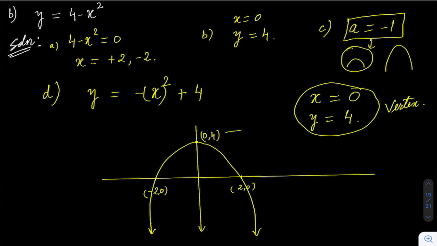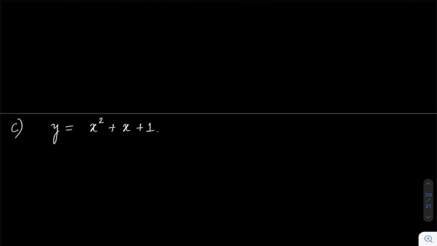And in this case, this y-intercept and vertex are the same. Y-intercept and my stationary point are the same. Okay, so this is my graph. Let's go for the next one.